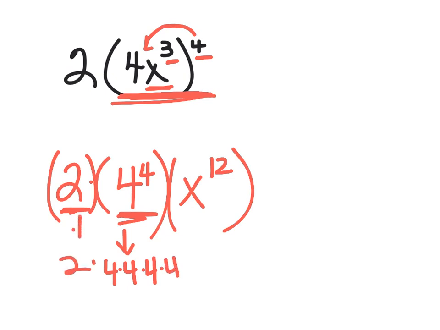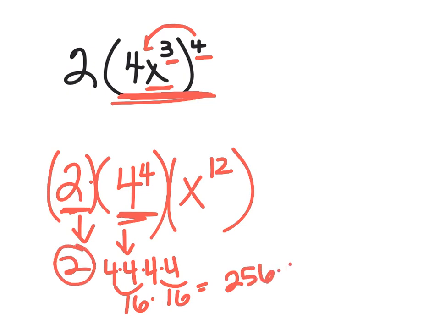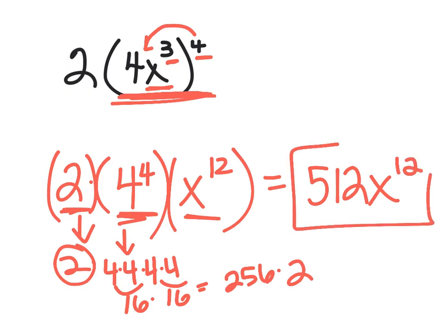All right, so I'm going to do that. So 4 times 4 is 16. Another 4 times 4 is 16, and then 16 times 16. If you guys know that, otherwise you could just use a calculator. It's 256. And then times that 2 out front, so 256 times 2 gives me 512. And then I still have this x to the 12th. So that would be my final answer.